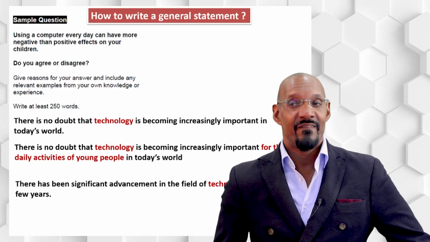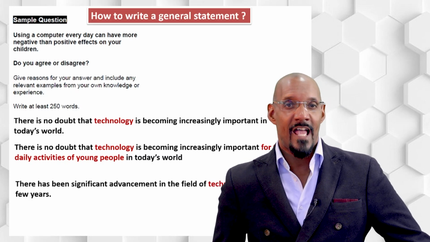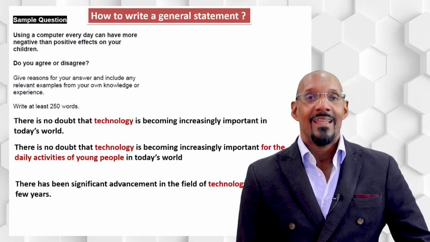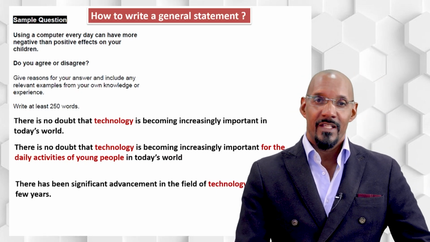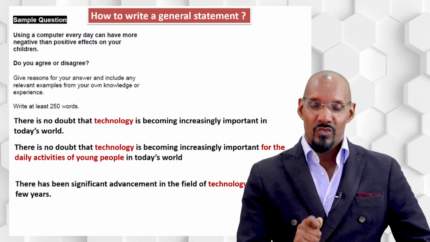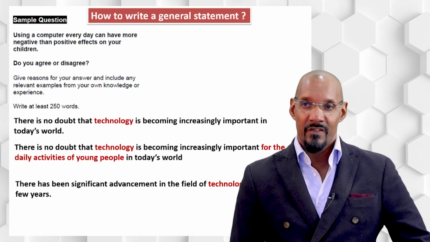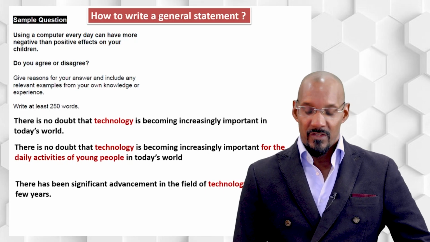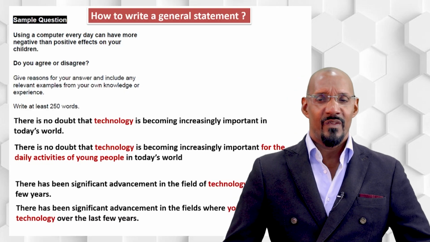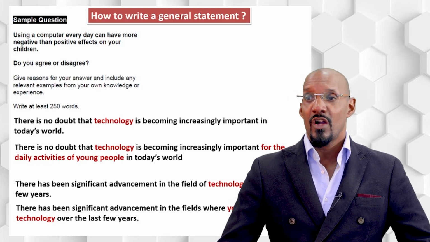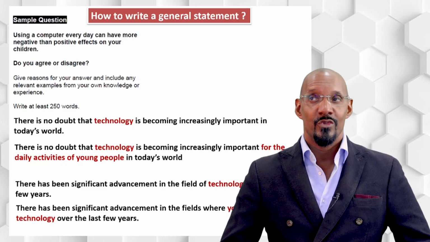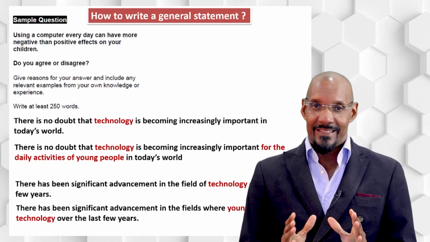There has been significant advancement in the field of technology over the last few years. All three of these are examples of writing a general statement. Remember, we don't want to get too in-depth yet. We don't want to go into too much detail. We just want the first sentence to be broad enough to give us room to discuss later. And the last sentence, there has been significant advancement in the fields where young adults use technology over the last few years. And this is how you write a general statement.